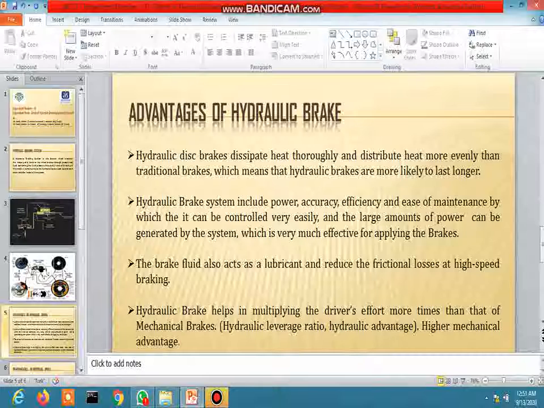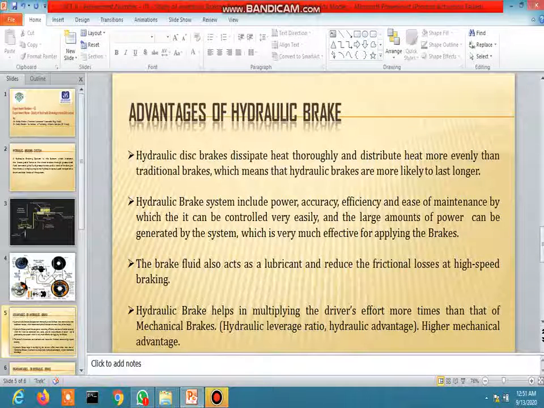The hydraulic brake is more efficient than the mechanical brake. Higher mechanical advantages occur.